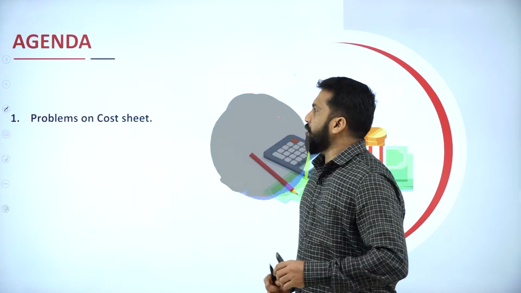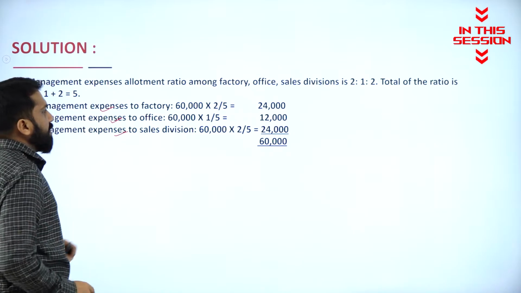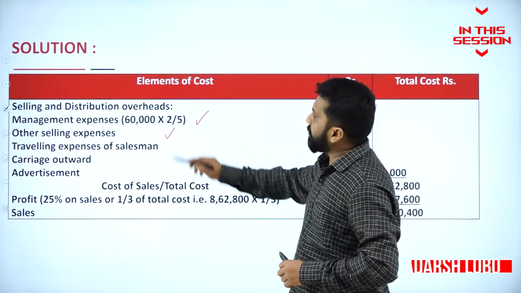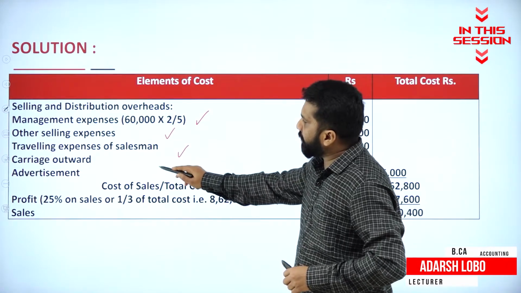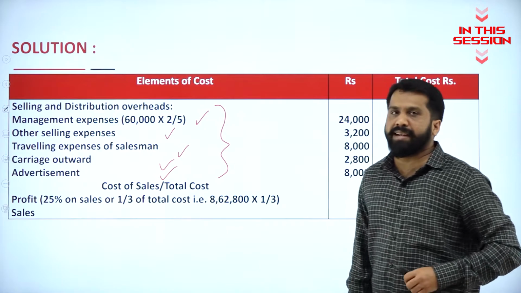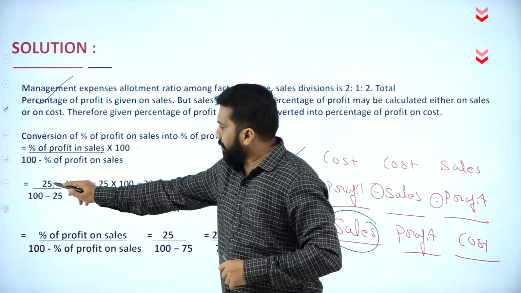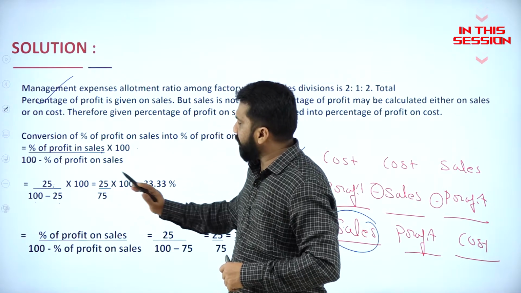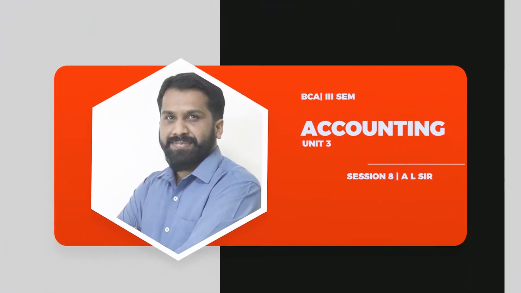The agenda is all about problems on cost sheet. Management expenses 60,000 into 2 by 5, 60,000 into 1 by 5. Other selling expenses, traveling, carriage, advertisement, all comes under selling and distribution. Now 25 into 100 as it is, 100 minus 25 it is 70.